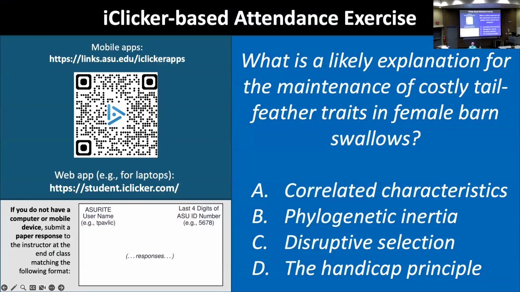All right, so what is a likely explanation for the maintenance of costly tail feather traits in female barn swallows? Is it correlated characteristics, phylogenetic inertia, disruptive selection, or the handicap principle? So go ahead and answer that. That's all I got for you today.